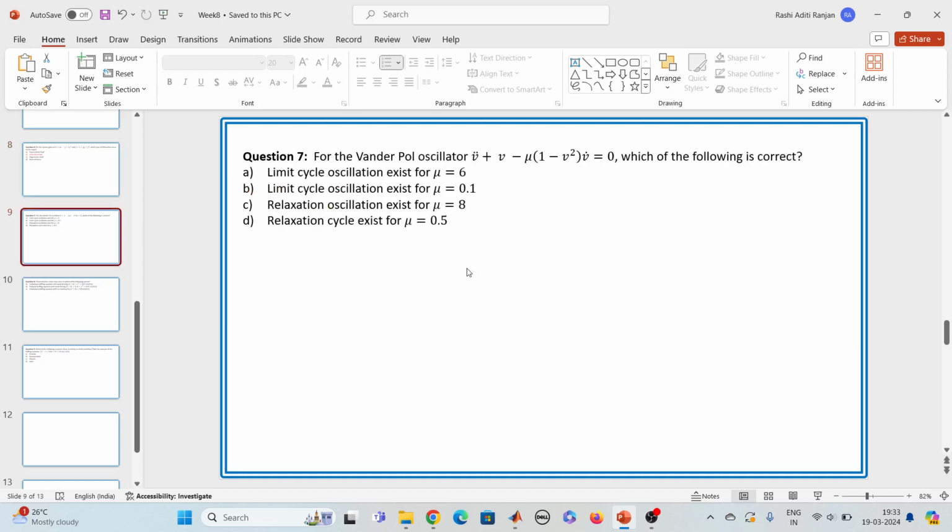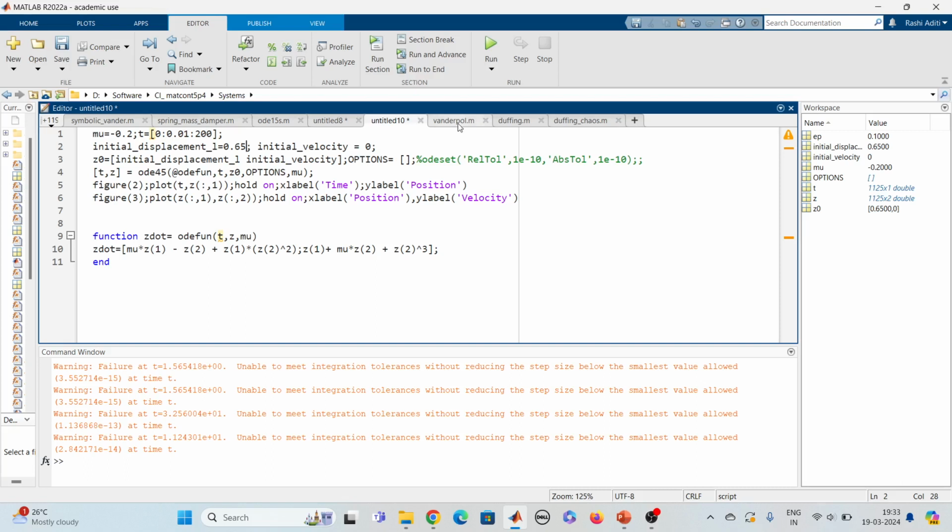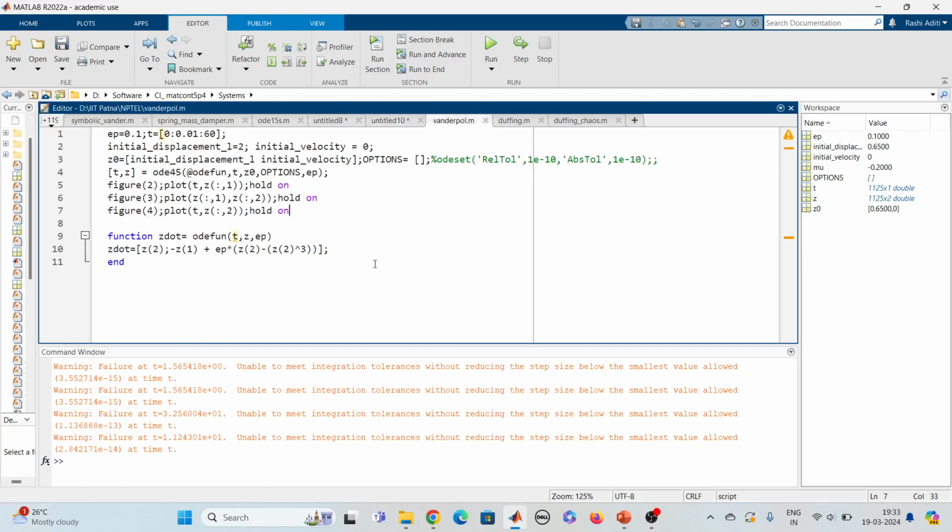Okay, coming on to question number 7. For the van der Pol oscillator, the equation is given. Which of the following is correct? Limit cycle oscillation exists for mu 6. Limit cycle oscillation exists for mu 0.1. So let us take one by one and see what is happening. First, for mu 6 we have to see. I have already written the code like this.